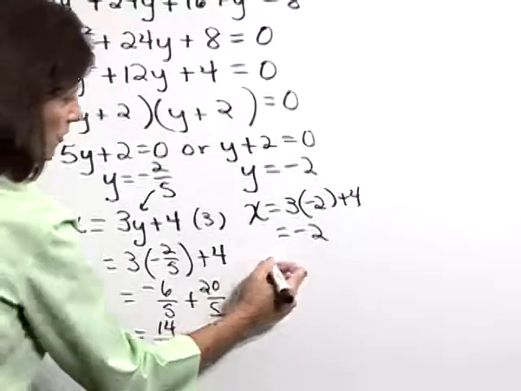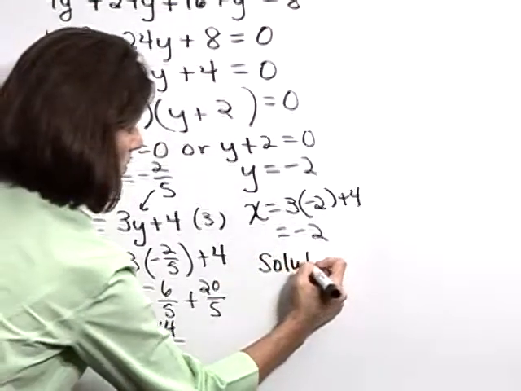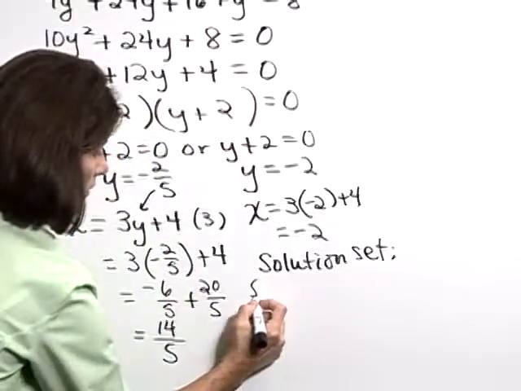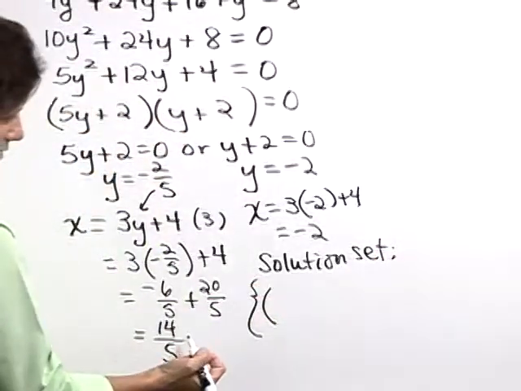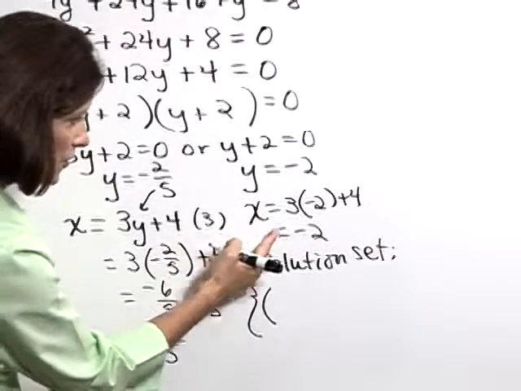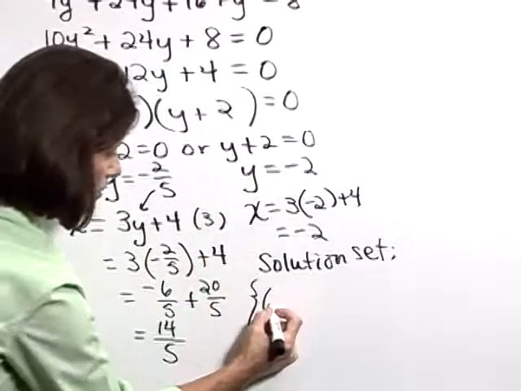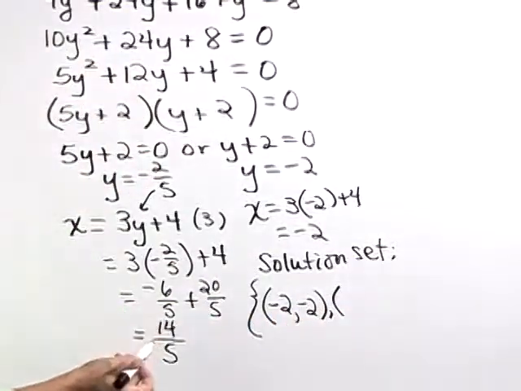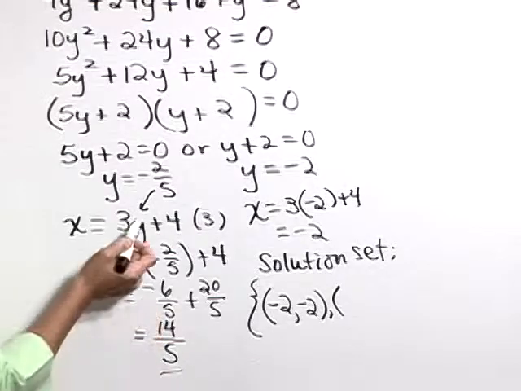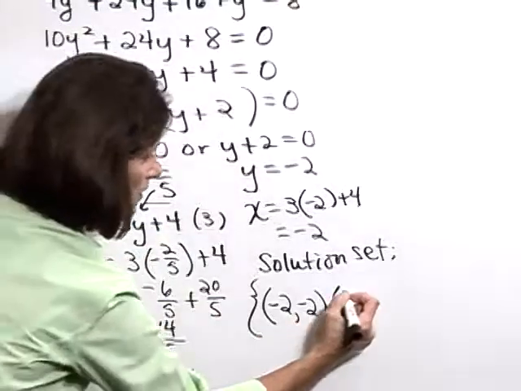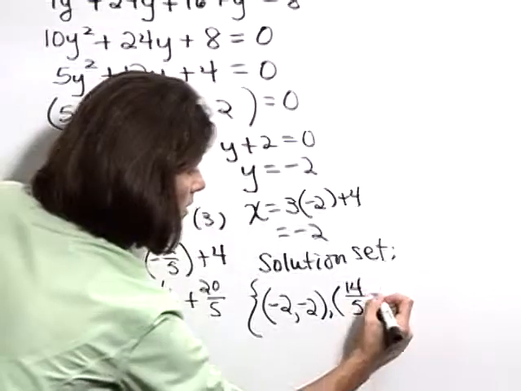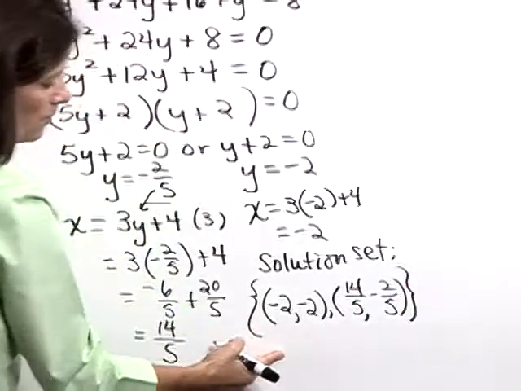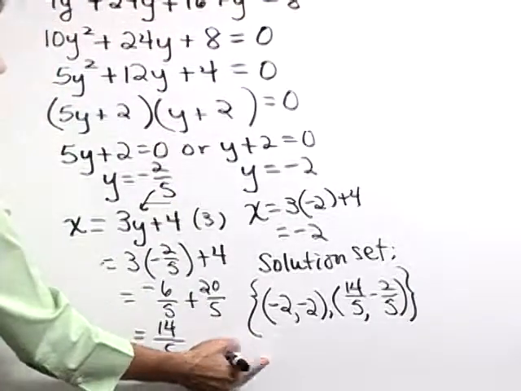Let's describe our solution set now. This solution set contains the points right here where x is negative 2 and y is negative 2. And over here where x is 14/5 and y is negative 2/5. It's always wise to check these solutions back in your original equations, and that check will verify that we do indeed have a solution set.